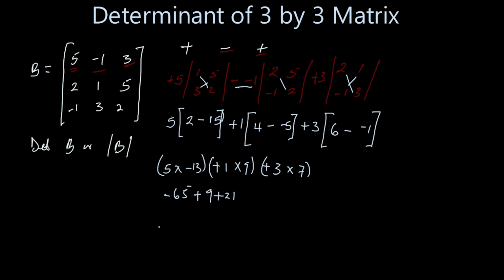And when we add these up together, we'll have a minus 65. We add it to 9, a plus 9. And also we add it to 21. And it gives us a minus 35. Minus 35. And this is going to be the determinant of the matrix B. This is now the det B, or B determinant is negative 35.